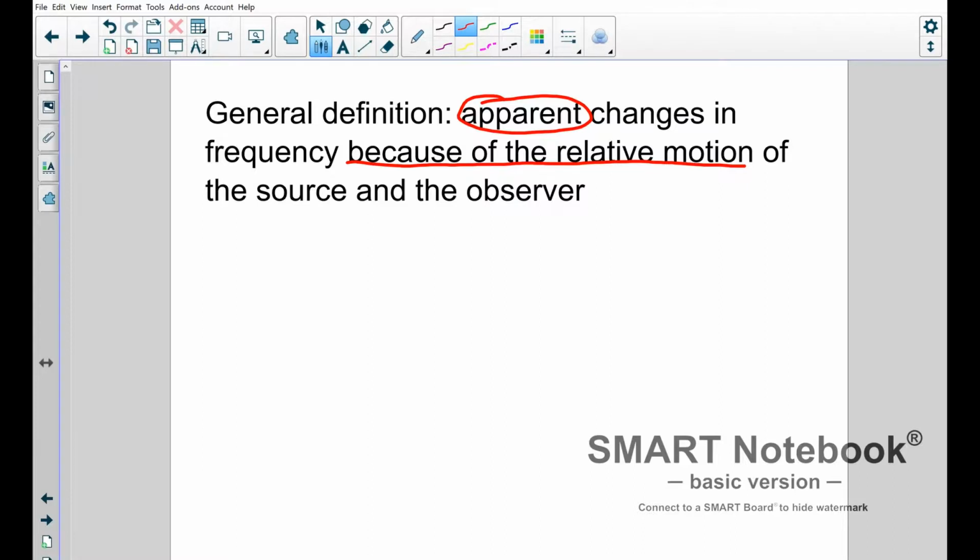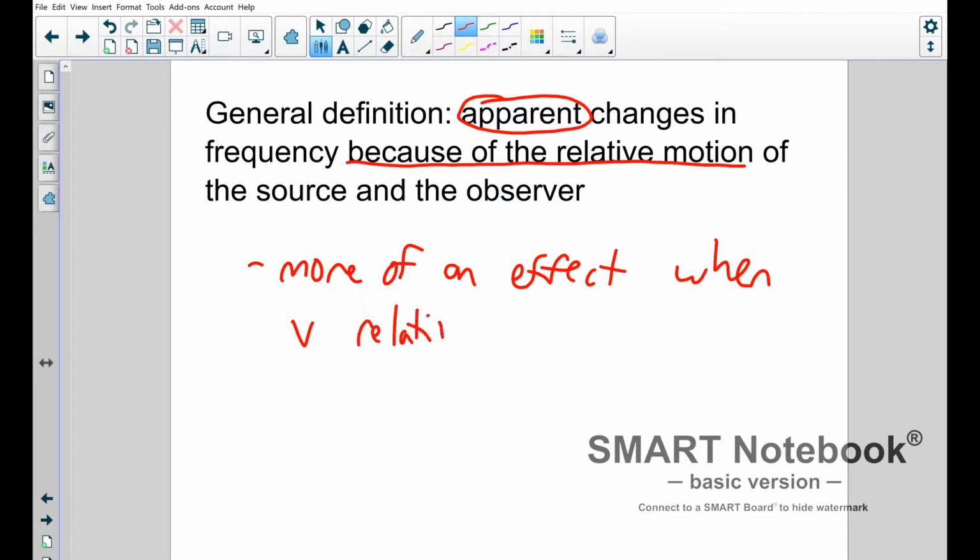You could, I suppose, have a case where the source and the observer were moving at the same speed, and then you wouldn't notice anything. Now, this has more of an effect when that relative motion, I'm going to call this V relative, is higher. This becomes more apparent the faster the source or the observer is moving relative to the other.